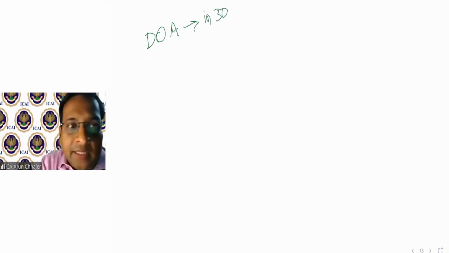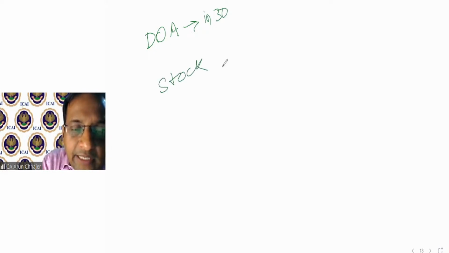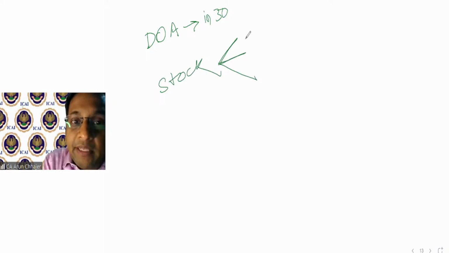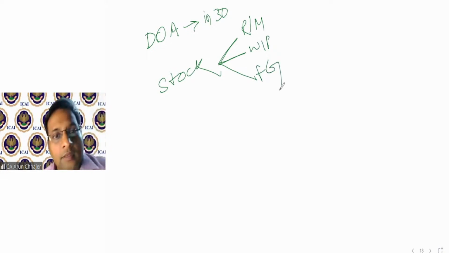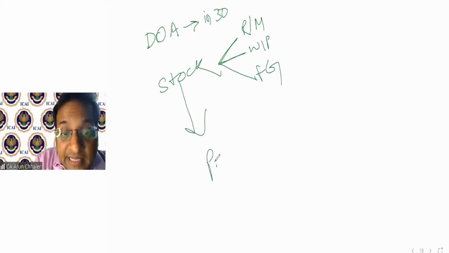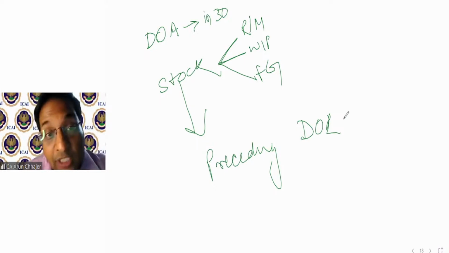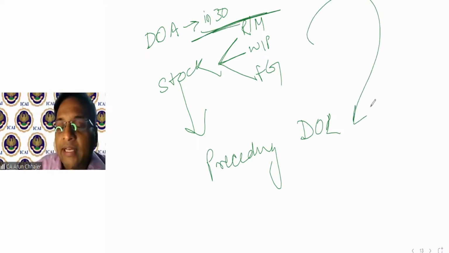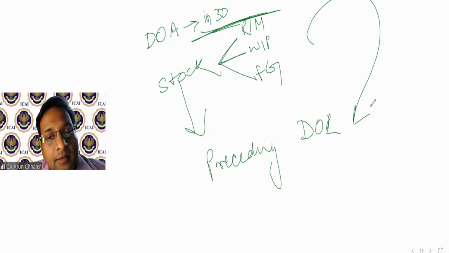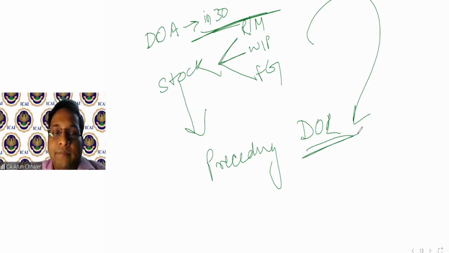If the date of application is within 30 days, then the stock, it can be raw material, finished goods, or WIP, lying in hand preceding the date of liability. Because you have applied within 30 days, they are saying the stock which is lying in your hand before the date of liability, you can take the ITC.